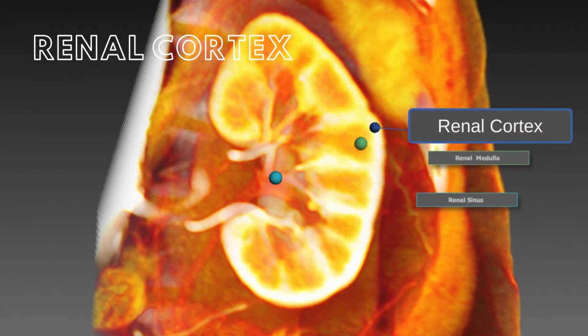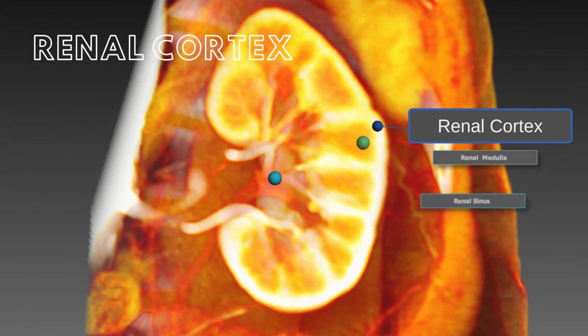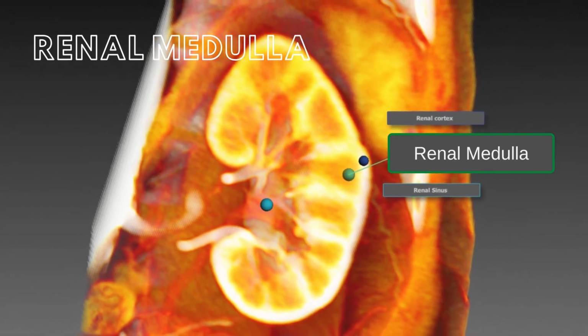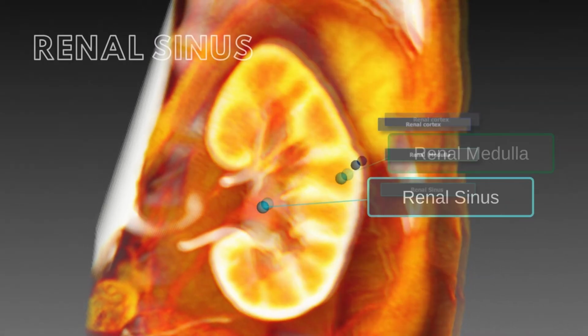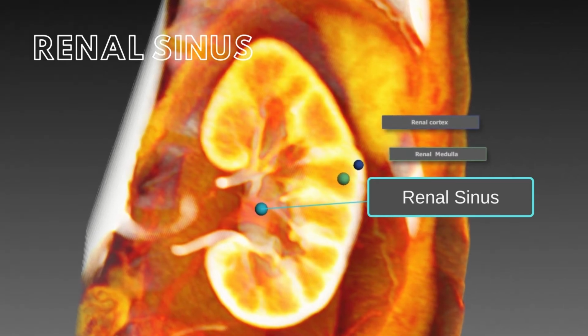The renal cortex houses and protects the inner structures of the kidneys, which are the renal medulla and the renal sinuses. The renal medulla are small funnels that filter and concentrate fluid into the renal sinus. The renal sinus is a collecting space that passes urine from the kidney into the ureters.